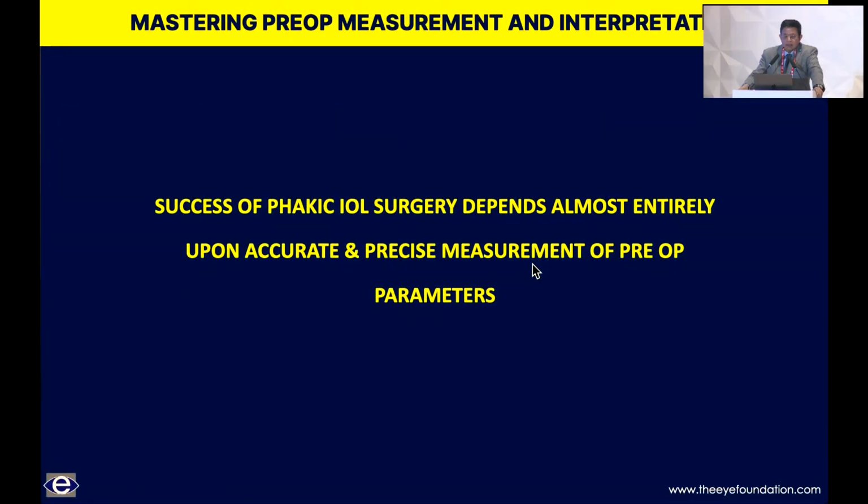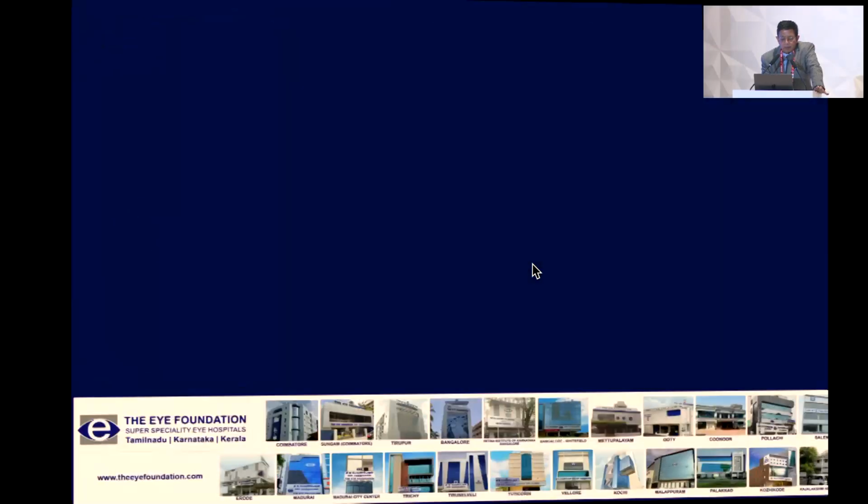I think the success of phakic intraocular lens surgery depends almost entirely upon accurate and precise measurement of the preoperative parameters. I'm sure the previous speakers would have made excellent presentations. The surgery itself is quite doable for any reasonable anterior segment surgeon, even though you operate within the confines of 3 millimeters between the anterior capsule and the endothelium, and not 8 millimeters as in the case of phacoemulsification. But to get optimal results, it's not just the refraction alone, but the entire analysis of the anterior segment that is extremely important. Thank you so much for your kind attention.